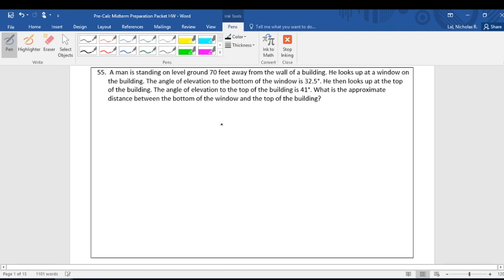A man is standing on level ground 70 feet away from the wall of a building. He looks up at a window on the building. The angle of elevation to the bottom of the window is 32.5 degrees. He then looks up to the top of the building. The angle of elevation to the top of the building is 41 degrees. What is the approximate distance between the bottom of the window and the top of the building?